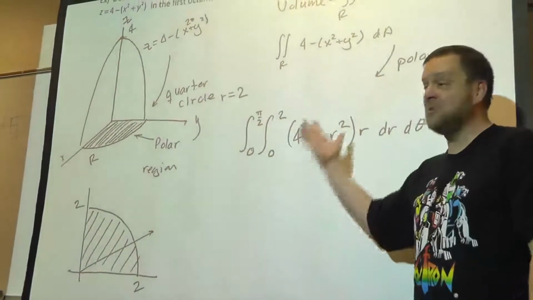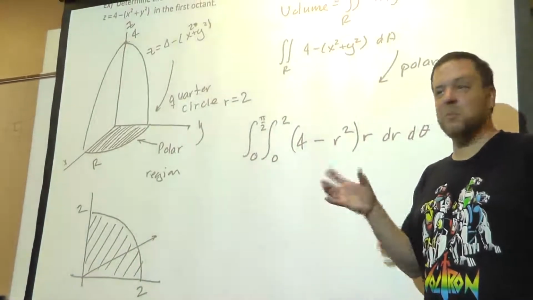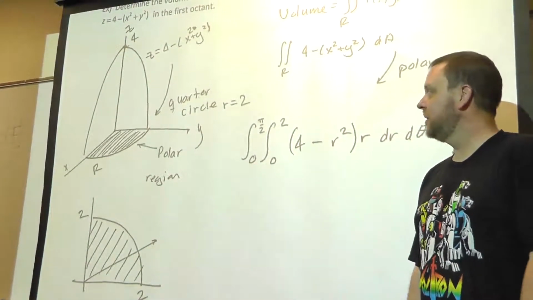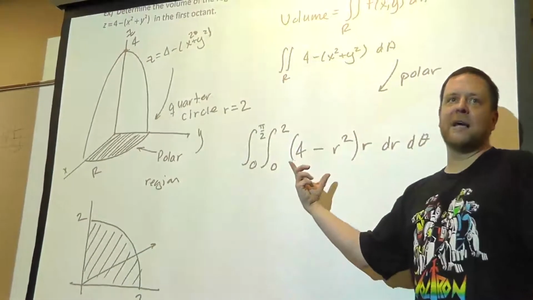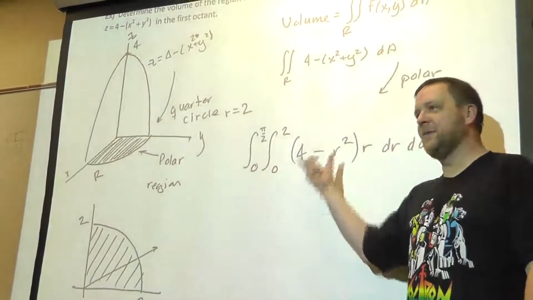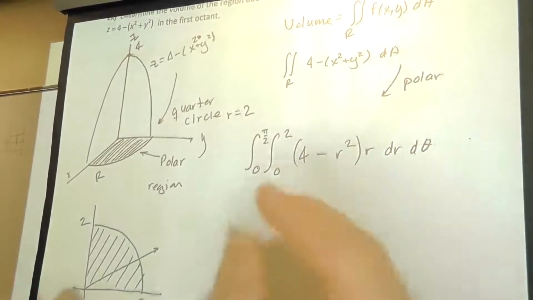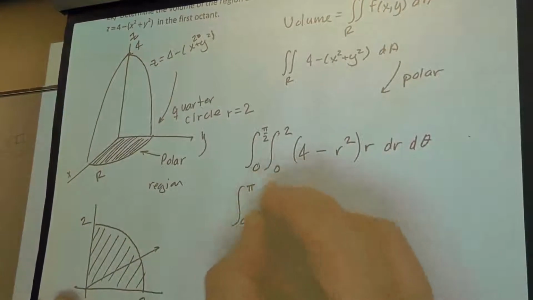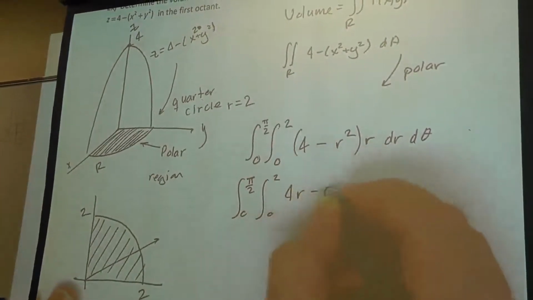So paraboloids work really well with polar coordinates because every paraboloid is going to have some kind of x squared plus y squared in its equation. And that converts pretty easy as your integrand. So really, go ahead and multiply this out. Don't leave it like this because you'll make the mistake of integrating factor by factor, but you got to integrate term by term. Turn this into the integral for 4r minus r cubed.